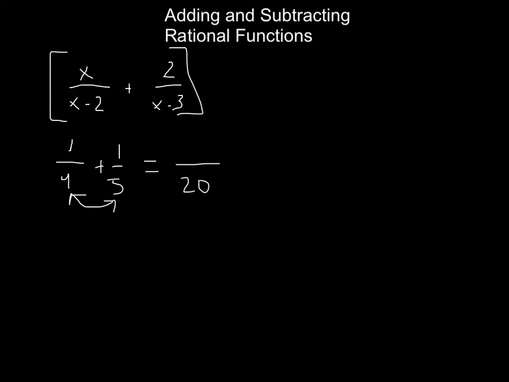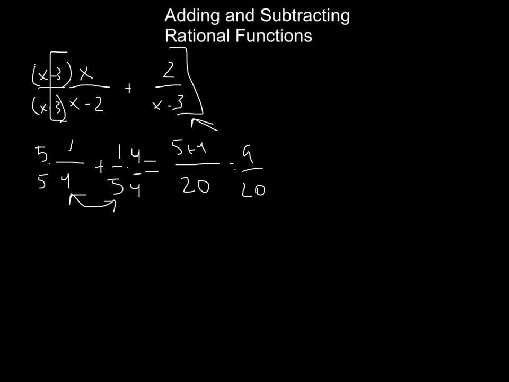So that would be 20. And we would multiply the 1/4 by 5 over 5, and the 1/5 by 4 over 4, and we'd be left with 5 plus 4 equals 9 over 20. This is the same exact thing we're going to do with the rational expression. Over here we're going to multiply it by x minus 3 over x minus 3.